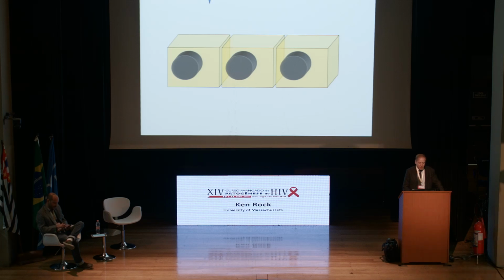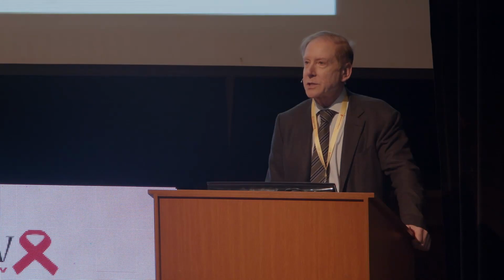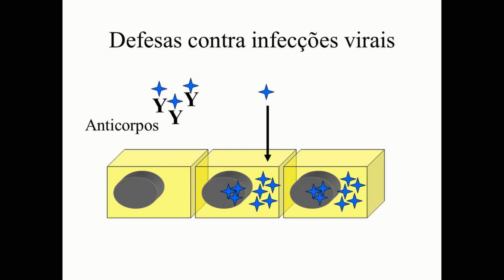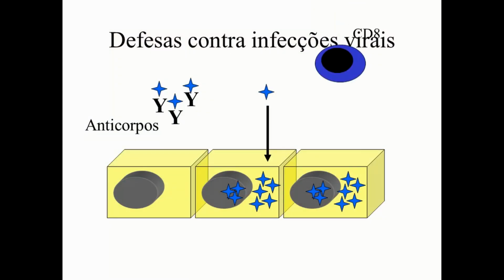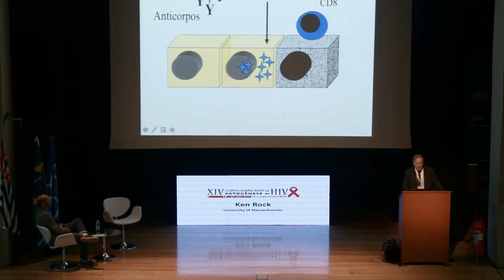So when a pathogen like a virus enters a host, there are a number of defenses that get mobilized. Some of these, like antibodies, can be effective when the pathogen is in the extracellular space. But after a virus infects a cell and takes over its biosynthetic machinery, the major host defense that is responsible for this is the CD8 T lymphocyte. It recognizes the cell as being virally infected and eliminates it.